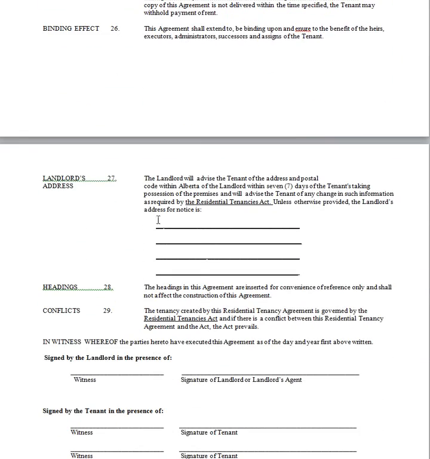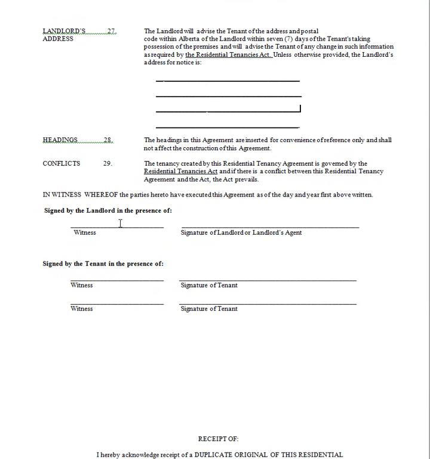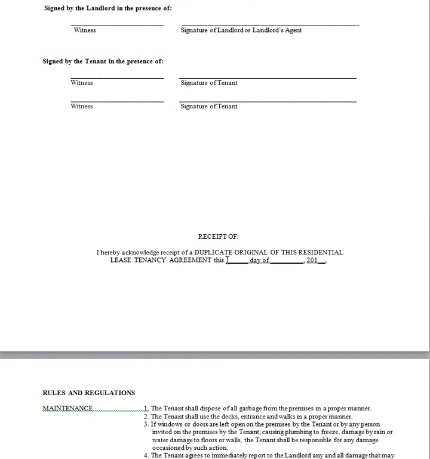This right here is if there is a change of the address of the landlord. So you just have to know that and fill that in. And then here you have the landlord's signature and a witness, of course, and then the tenant's signature and a witness, of course. And then the receipt of this is when it was received.